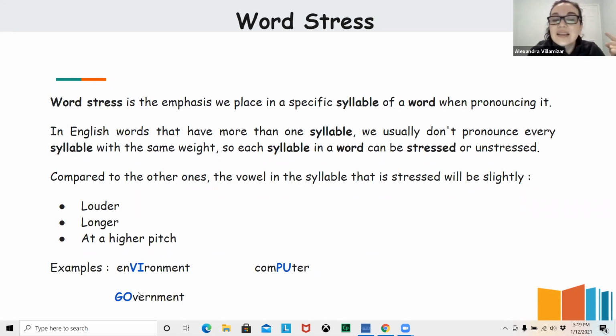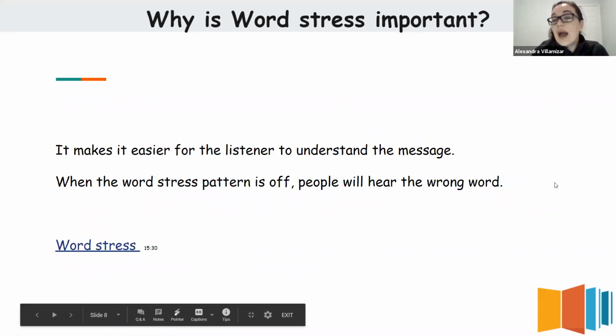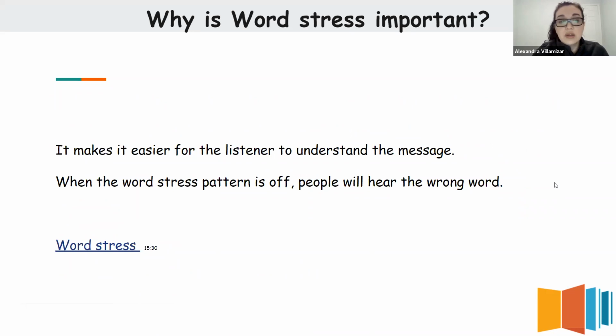By listening to those words that are being pronounced. So when you pronounce the words to your students, focus on that, and then ask the students to determine which one is the syllable that's being stressed. So why is word stress important? It is important because it makes it easier for the listener to understand the message. When the word stress pattern is off, people will hear the wrong word.